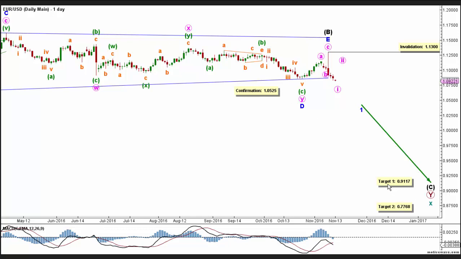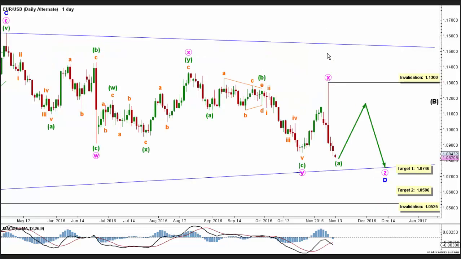At 0.9117, black wave C would reach 61.8% the length of black wave A, then at 0.7768 it would reach 100% of its length. This wave count is invalidated by movement above 1.1300, as pink wave 2 may not move beyond the start of pink wave 1.